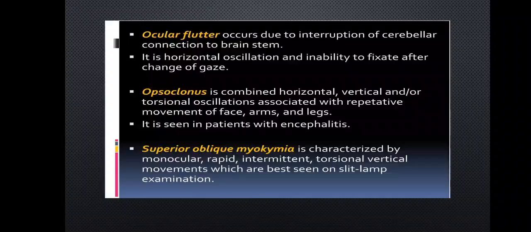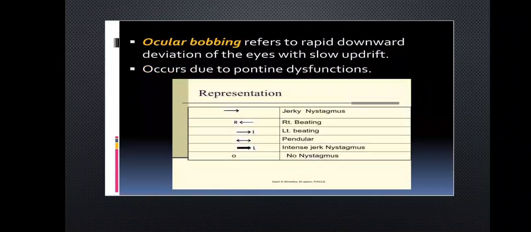Opsoclonus is a combined horizontal, vertical, and or torsional oscillation associated with repetitive movement of the face, arms, legs. It is seen in patients with encephalitis. Superior oblique myokymia is characterized by monocular, rapid, intermittent, torsional, vertical movements which are best seen on slit lamp examination. Ocular bobbing refers to rapid downward deviations of the eyes with slow updrift. It occurs due to pontine dysfunction.